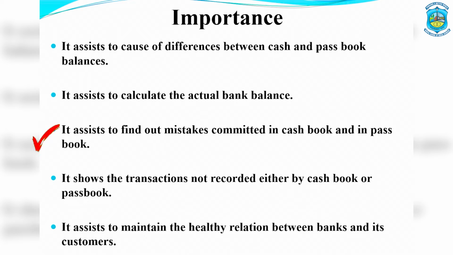Third point, it assists to find out mistakes committed in cash book and in passbook. Then it shows the transactions not recorded either by cash book or passbook. Sometimes it is quite possible that some of the transactions may not be recorded either in cash book or passbook. So due to that particular error, it is quite possible to have some differences between the balances of cash book and passbook. So this is the fourth point. And then the fifth point is it assists to maintain a healthy relation between banks and its customers.